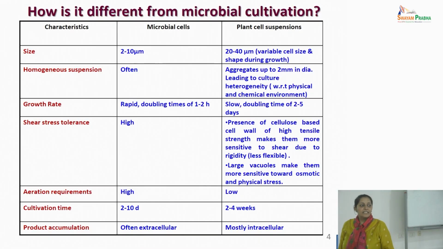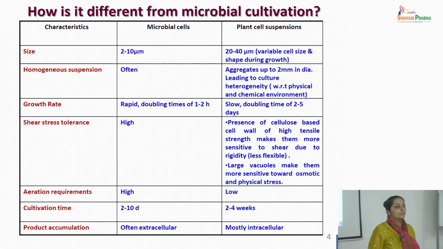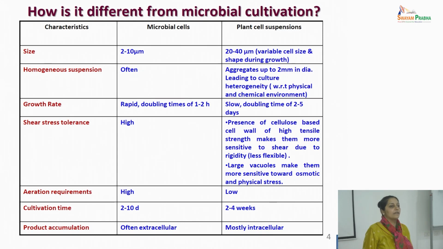Aeration requirements. Although I was telling that plant cells tend to aggregate, in some way it is good in terms of reactor cultivations, their aeration requirements are low. Why so? Because the specific oxygen demand of plant cells is relatively much less than microbial cells. Can someone tell me why? What can be the reason?